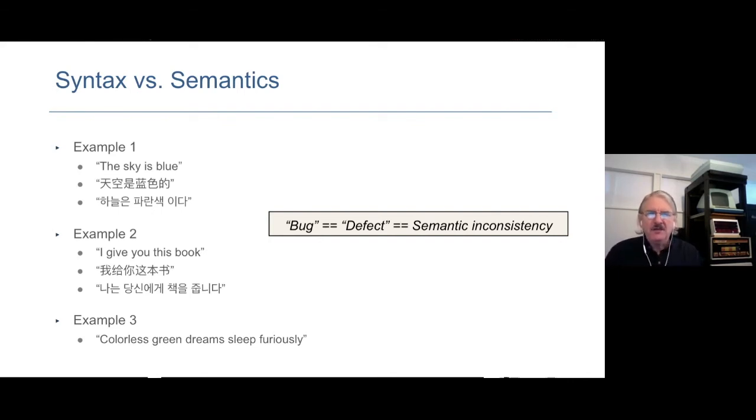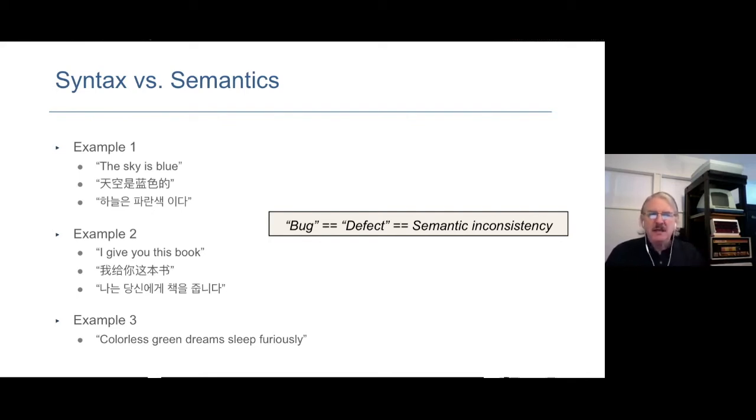Now, the next one down is Korean. The first 2 symbols there are sky. The third symbol is a marker that marks that noun to be the subject of the sentence. The next 2 symbols are blue. The following symbol is color, and the last 2 symbols are is. So in Korean, it literally translates to sky blue colored is.